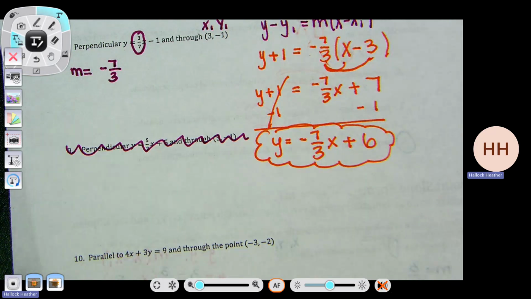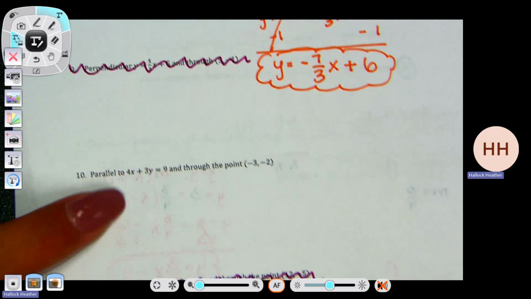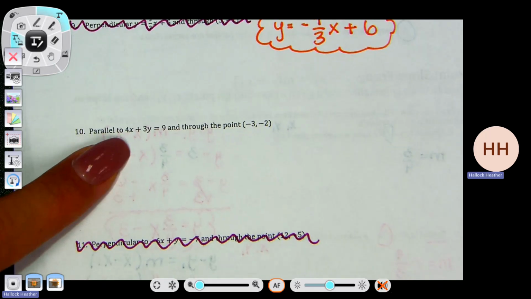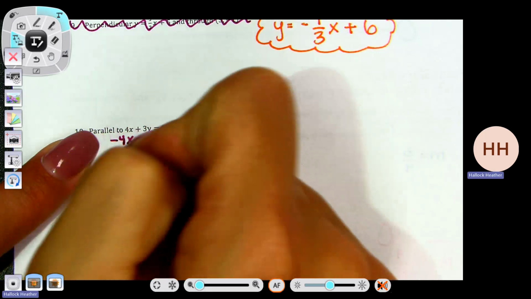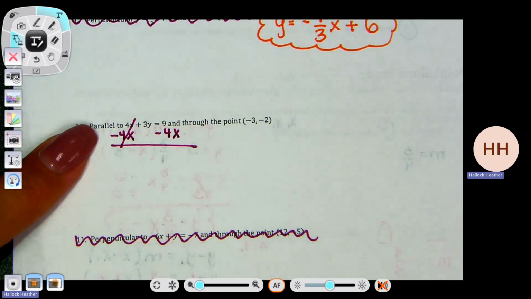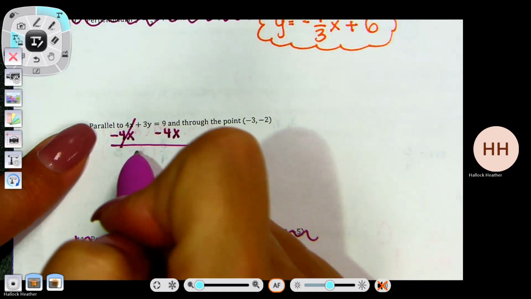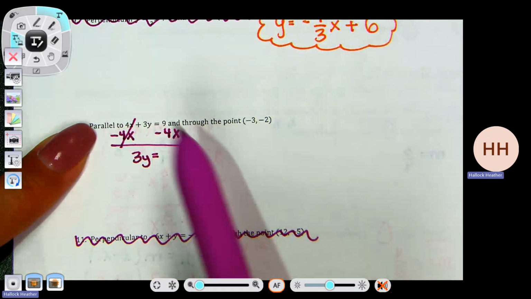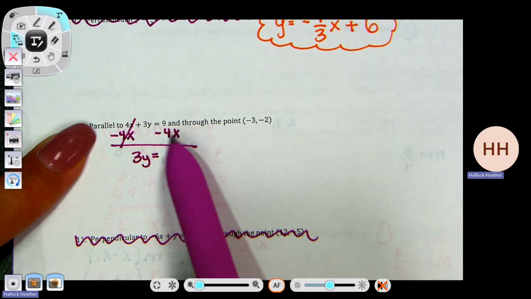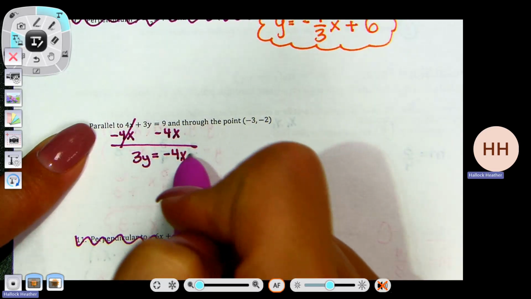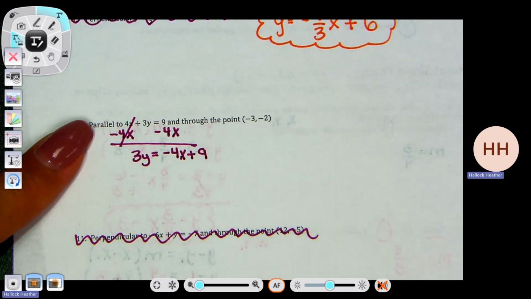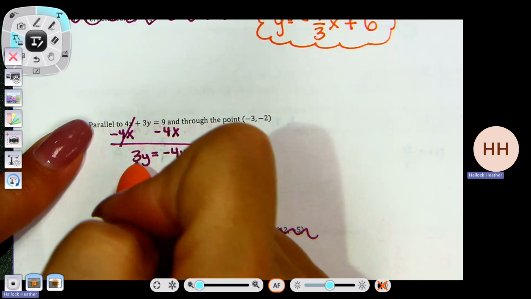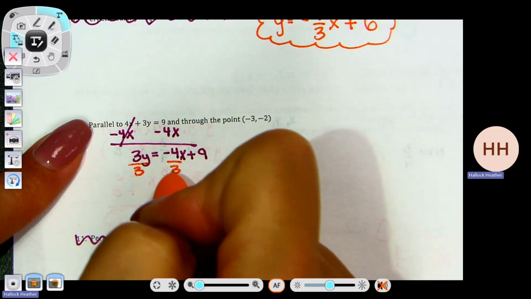So if I'm going to get y by itself, should I add 4x to both sides or subtract 4x from both sides? Subtract, because it's positive, I'm going to minus it. So I subtract 4x from both sides, just like we did on the front. Bring down 3y. Bring down my equals. These cannot combine. Negative 4x plus 9. And then what do I have to divide every term by? Divide by 3.